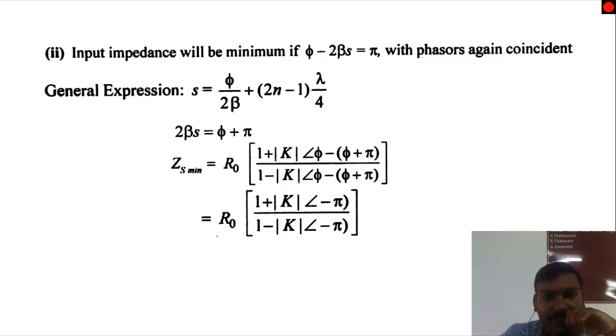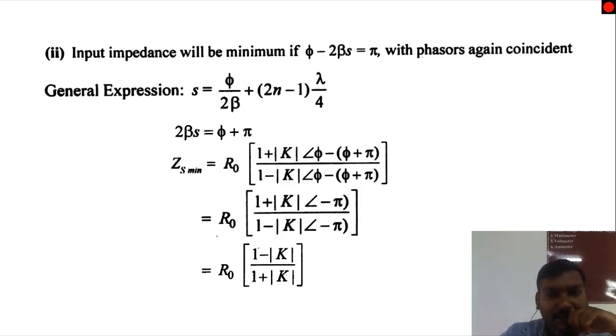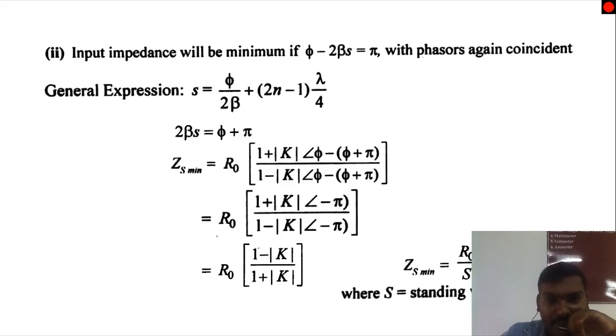So 1 plus modulus of k angle of minus pi, over 1 minus modulus of k angle of minus pi. The angle of minus pi value will be minus 1. So we can write R naught into 1 minus modulus of k over 1 plus modulus of k, which is Zs minimum equal to R naught divided by s, where s is the standing wave ratio.